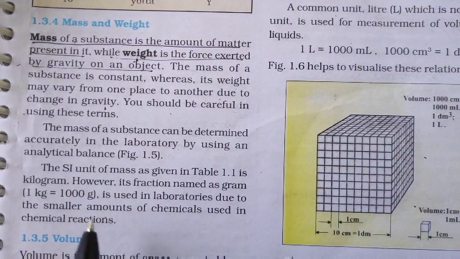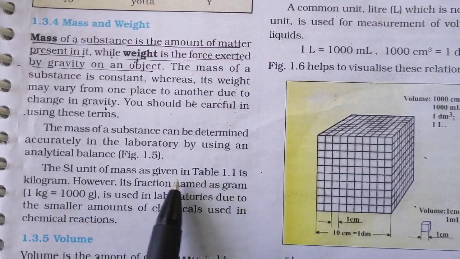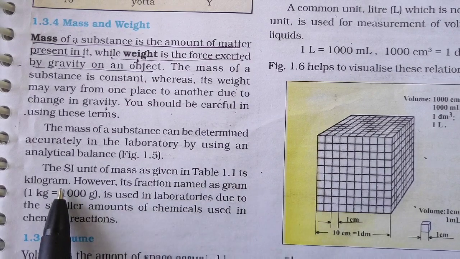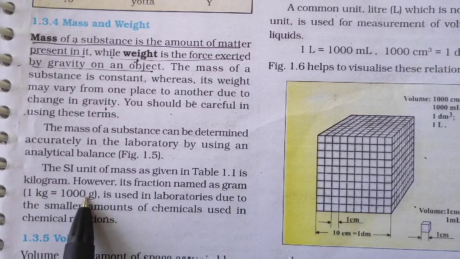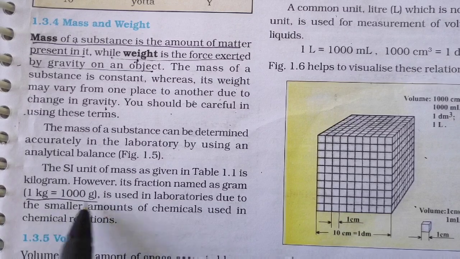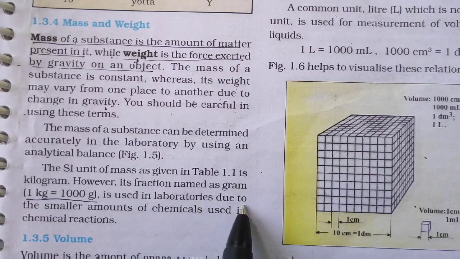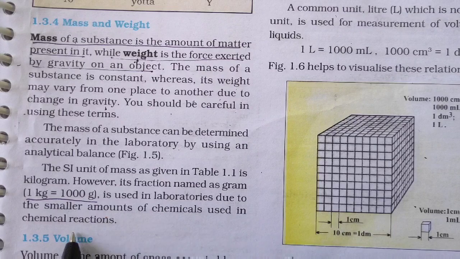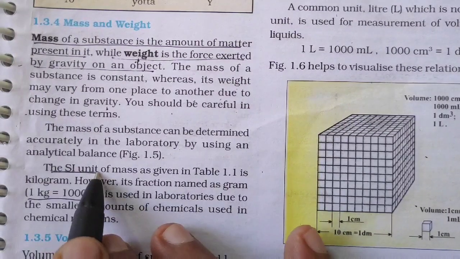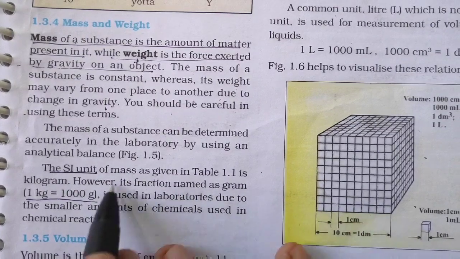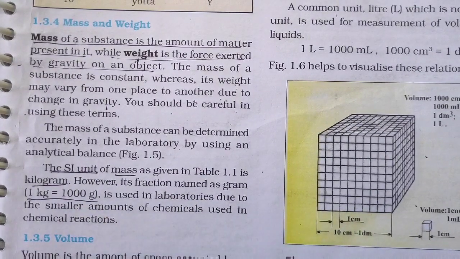Okay, now this was all about mass, but here the SI unit of mass is given, you can see. The SI unit of mass is given in table 1.1, that is kilogram, that already we saw in the first table, the 7 basic units. However, its fraction name is gram, that is 1 kilogram is equal to 1000 grams. Now this you are studying from lower class. This is used in laboratory due to the smaller amount of chemical used in chemical reactions. That's why this will be the lower unit. This is the higher unit. 1 kilogram is equal to 1000 grams. So the SI unit, if it is asked for 1 mark VSQ, SI unit of mass is kilogram, kg.